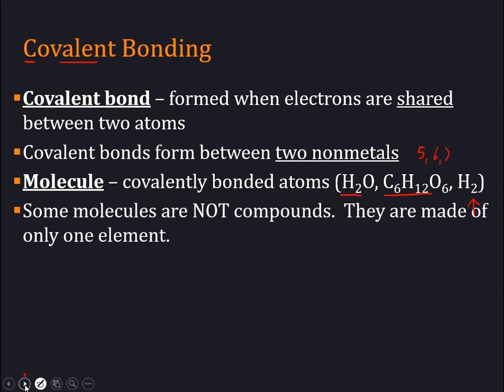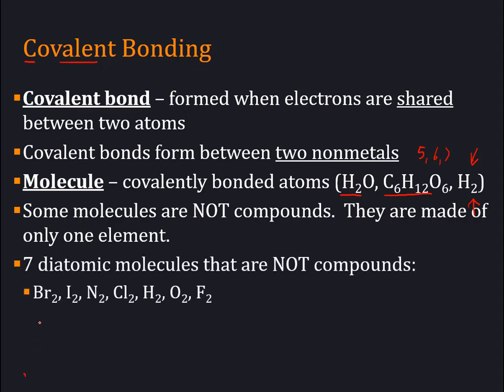Not all molecules are compounds, though. H2 is not a compound, it's just the element hydrogen because it only contains atoms of the same element. Remember, a compound has to have two or more different elements bonded together. Now, there are 7 diatomic molecules that are not compounds. That's bromine, iodine, nitrogen, chlorine, hydrogen, oxygen, and fluorine. That's easy to remember. That's Brinclhof.